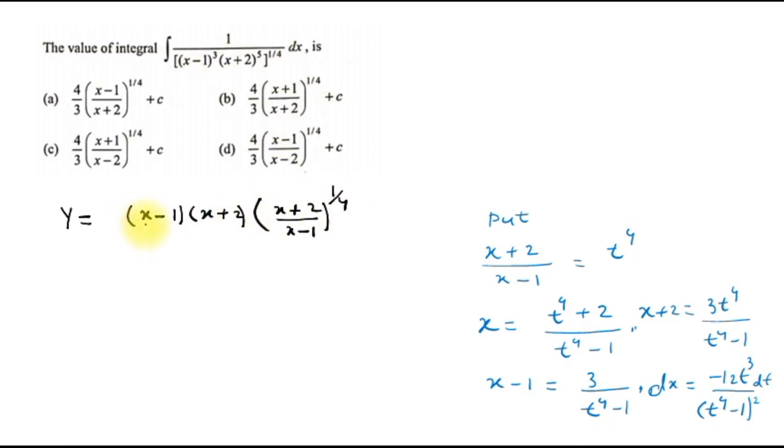Similarly, as we multiply this by x minus 1, we have to divide this by x minus 1, and the final expression can be written as y is equal to x minus 1 into x plus 2, into x plus 2 divided by x minus 1 to the power 1 over 4. Now see here, we do one thing. We put x plus 2 divided by x minus 1 equal to t to the power 4. Why t to the power 4? Because t to the power 4 cancels out with the fourth root, that is 1 over 4.